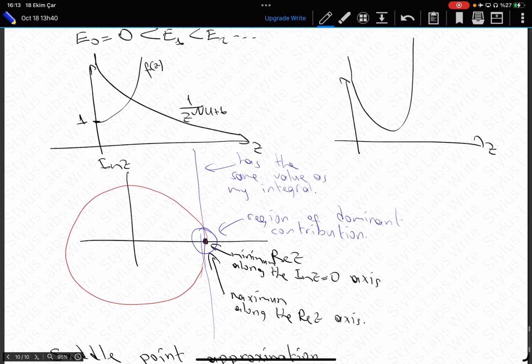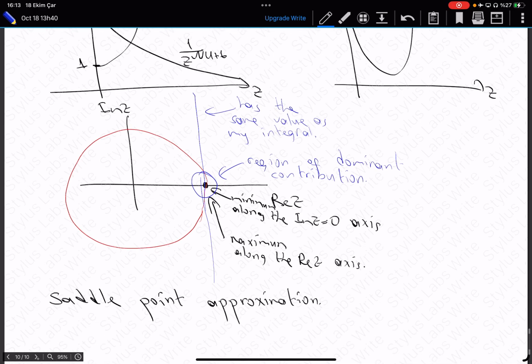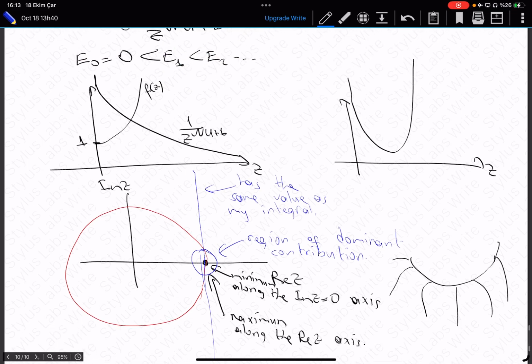You see, very close to that point, what this function looks like is actually a saddle. It's a minimum if you go along this line, but it's the maximum if you go along this vertical line. So that's why it's called the saddle point approximation. We are choosing our contour to go through this saddle and just picking up the region where there is a maximum contribution to my integral.